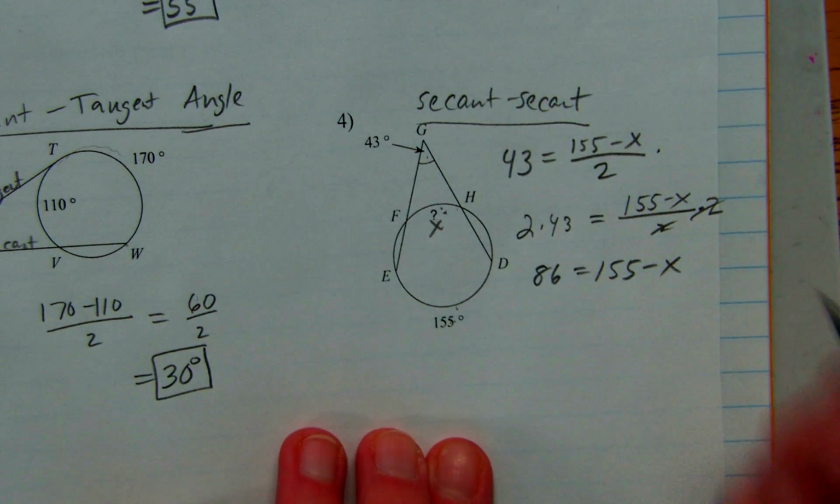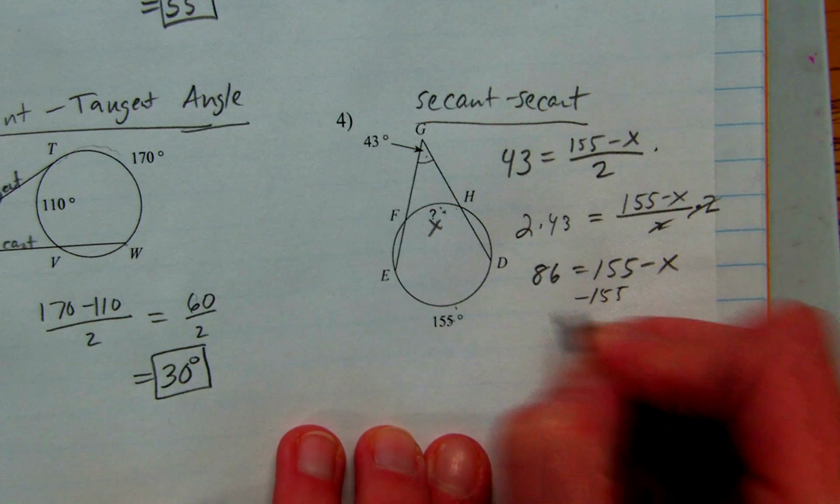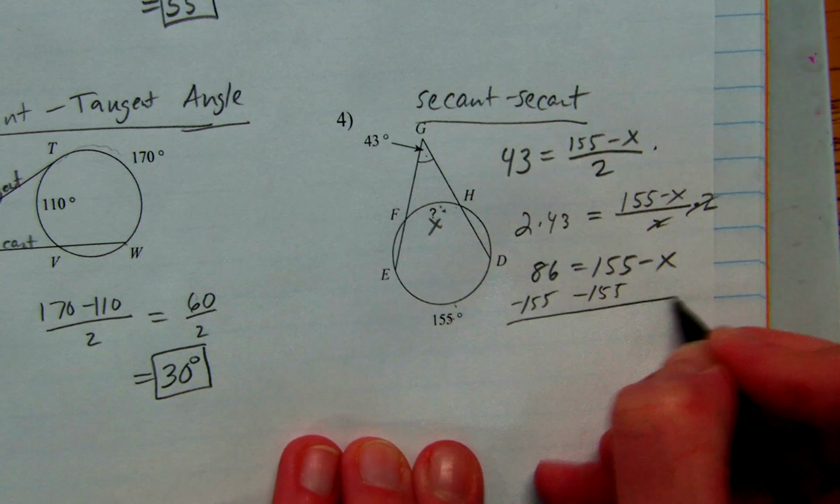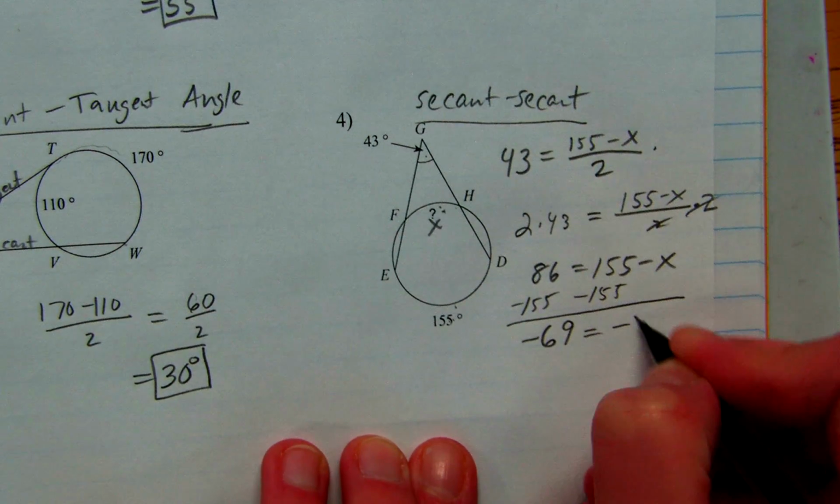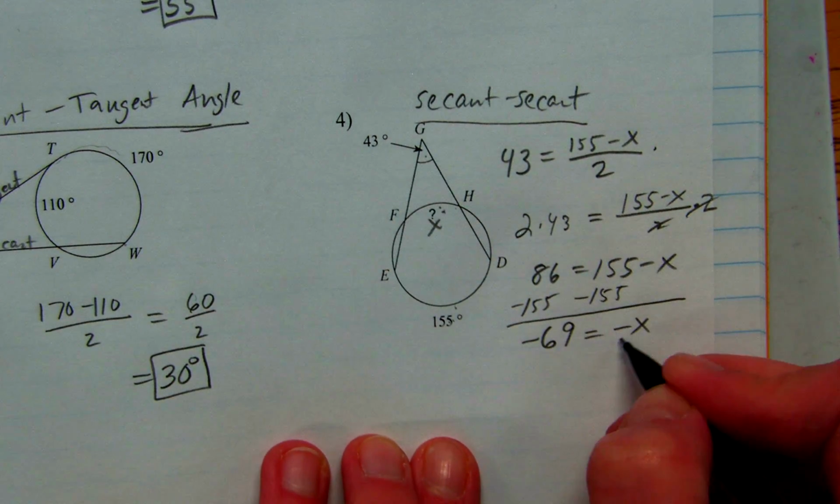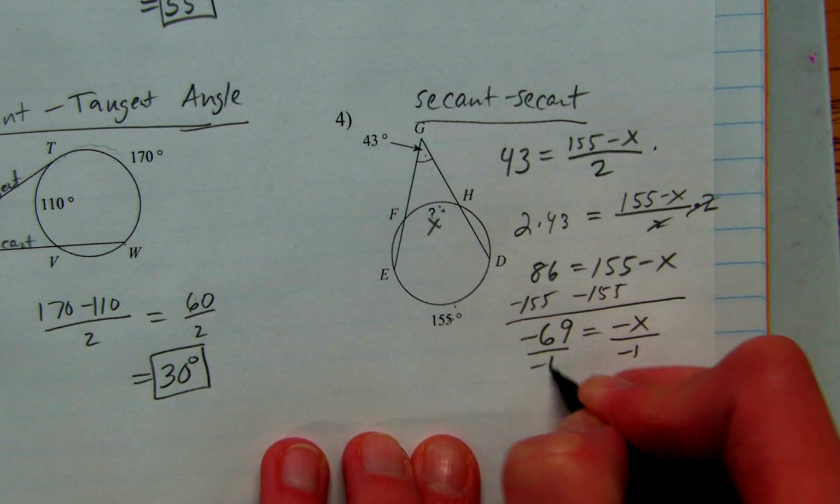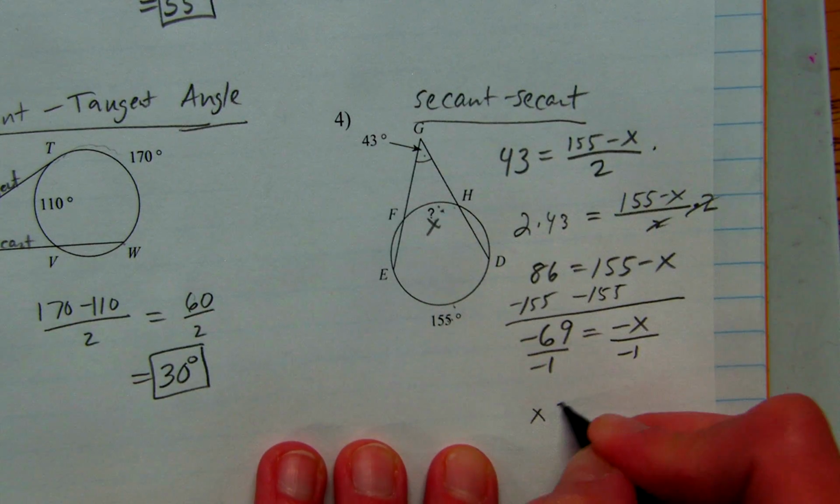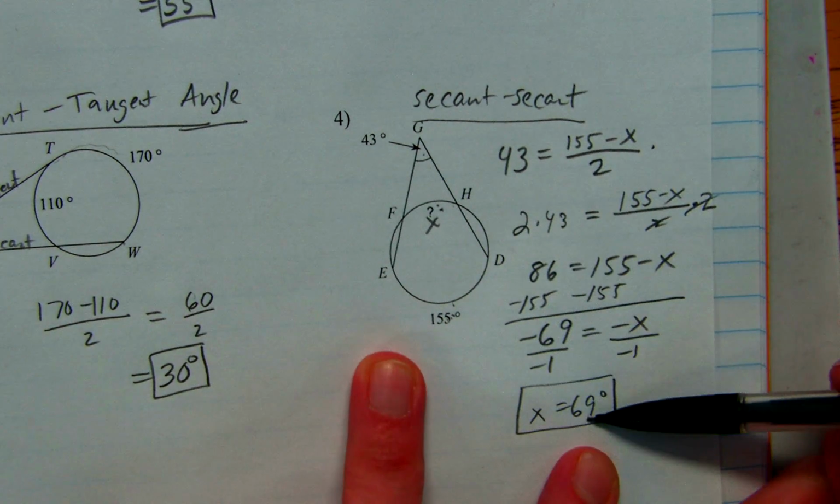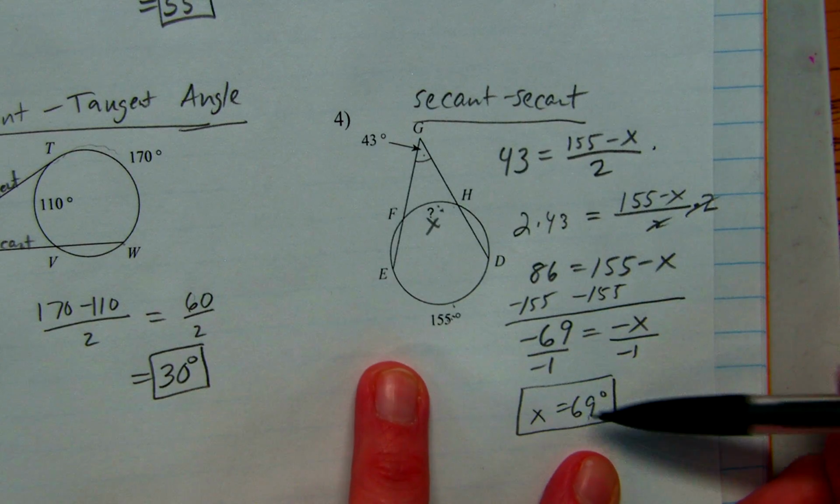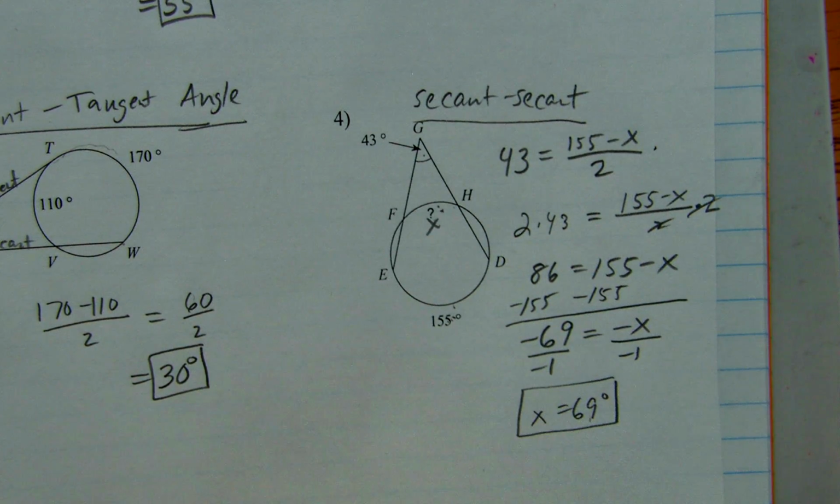Subtract 155. Subtract 155. We're going to get negative, but we're also going to get negative x, so don't worry, it cancels. So we get negative 69 equals negative x. Get rid of the negative by dividing by negative 1, or just change the signs. So x is 69 degrees. And you could check it. You could take 155 minus 69 and then divide it by 2.